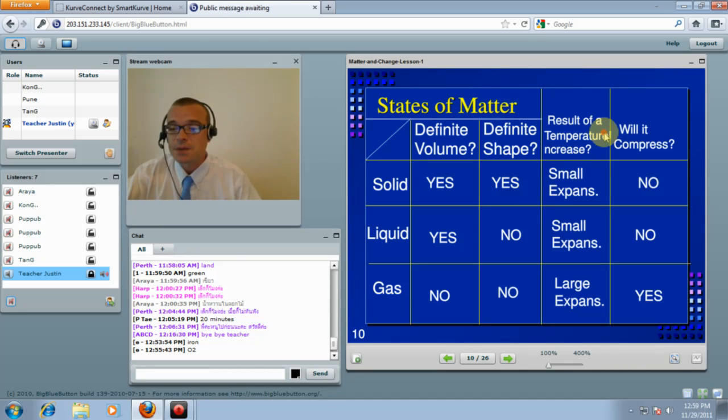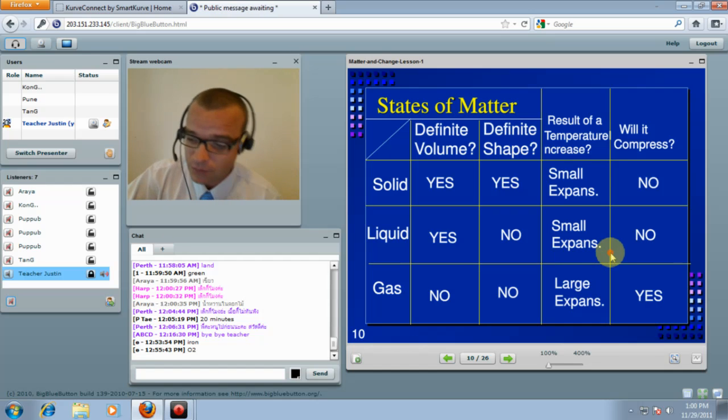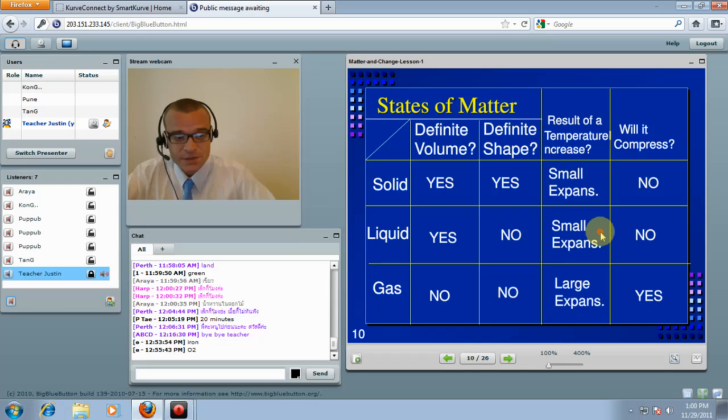Now, the result of a temperature increase. Again, we would see a small expansion. One example is, I suppose you could use, again, if you boil your water, it's going to change volume a very little bit. It's going to expand. Same with the ocean. The increase in the temperature in the atmosphere causes a very, very small expansion of the ocean, so the sea level would rise just a little bit.